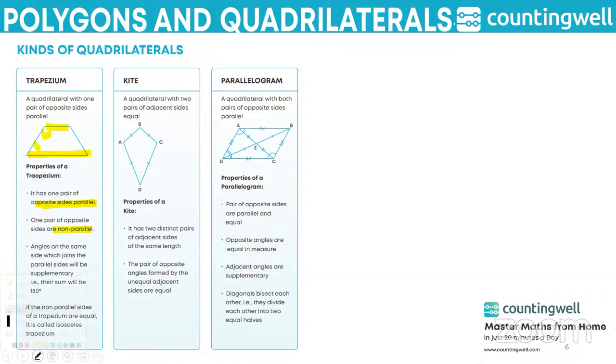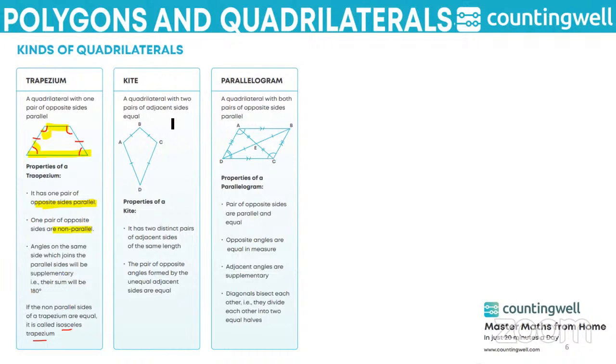Okay, let me show you once. If you take the sum of these two angles, then the sum will be 180 degree. Also, the sum of these two angles will be 180 degree. And if the non-parallel sides of a trapezium are equal, it is called isosceles trapezium. So if you can see here, these are the non-parallel sides, and if you have these two sides equal, then it is nothing but isosceles trapezium.